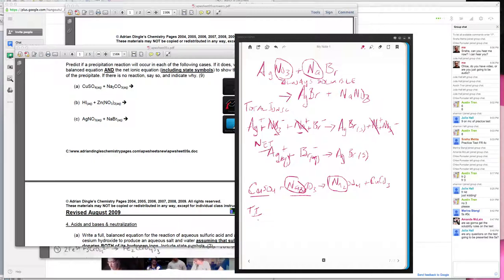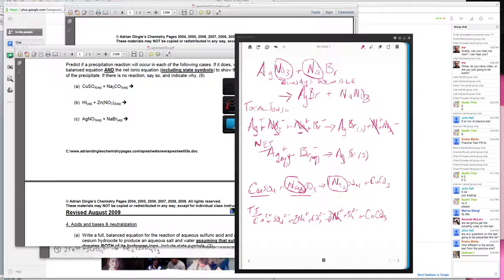So the total ionic is going to be Cu2+ + SO4 2-, plus, it doesn't really matter, but you could write 2 Na+ + CO3 2- is going to give you 2 Na+ + SO4 2-. Now you know that this is soluble, so it has to be broken up into its ions. That means the only one left that could be a solid is the CuCO3. So that's going to be solid.